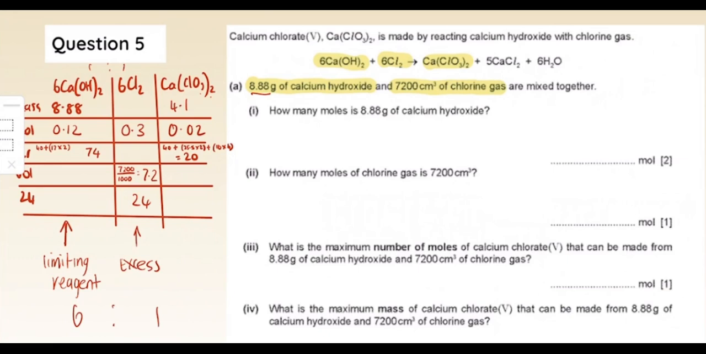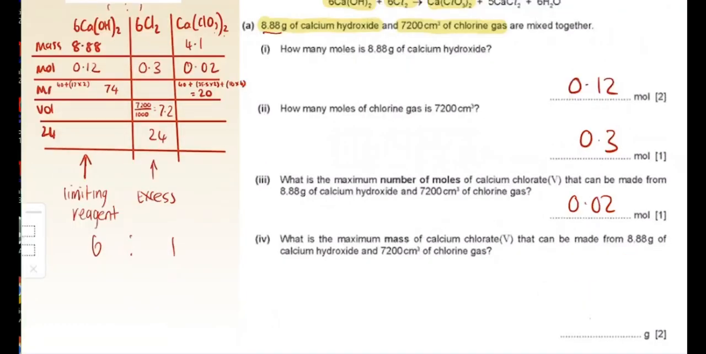So how many moles of calcium hydroxide do I have? I have 0.12 moles. How many moles of chlorine gas? I have 0.3. What's the maximum moles of calcium chlorate I can make? 0.02. And what's the maximum mass of calcium chlorate? 4.14 grams. So hopefully that makes perfect sense to you now that you understand how to work out the limiting reagent.